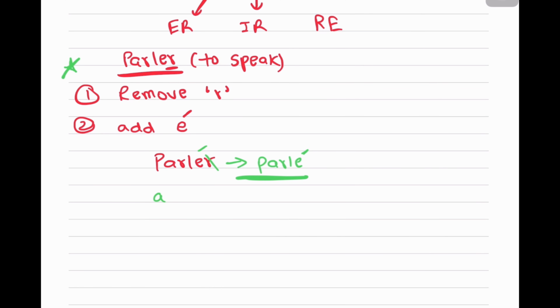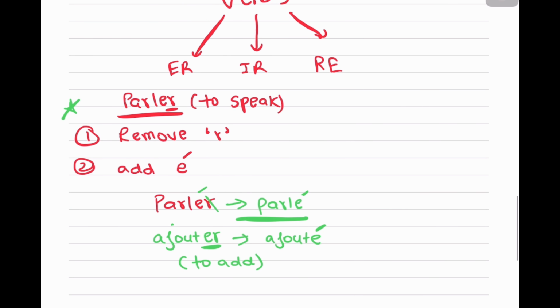We'll take another verb, that is ajouter. Now how do we do it? Ajouter is an ER verb. We're going to remove the R, we're left with ajoute. We're going to add an accent on the E and we get ajouté, to add. It means ajouter, to add. This is how we make the past participle of ER verbs.